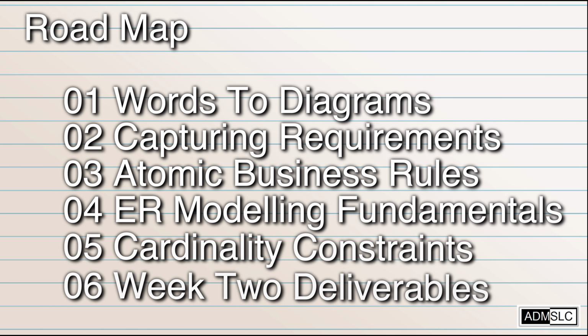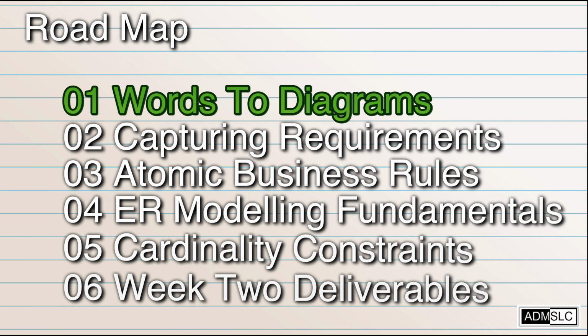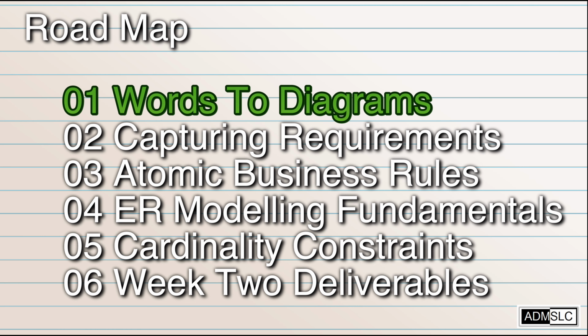Okay, so here's our roadmap for the week. We'll be looking at moving from words to diagrams, capturing those messy requirements, writing atomic business rules, going over ER modeling fundamentals, checking out cardinality and optionality constraints, and finally, we'll wrap up with your specific Week 2 deliverables. All right, let's jump right into Section 1, From Words to Diagrams.